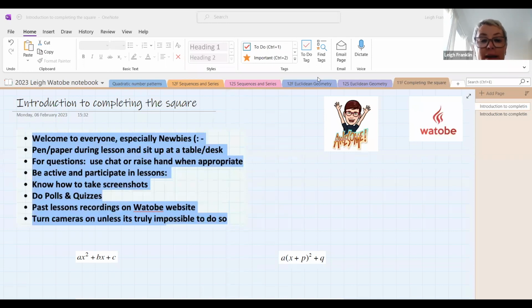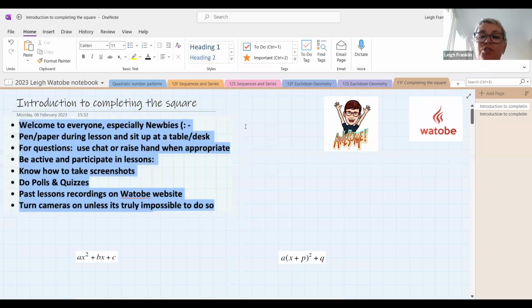Right, so let's get cracking. I want to talk to you today about a mathematical technique called completing the square. And this is something that you would learn when your teacher teaches you about quadratic equations and quadratic expressions.